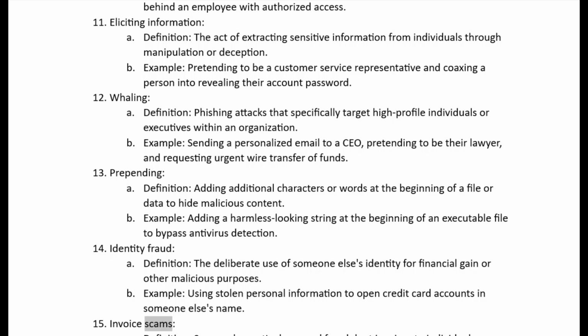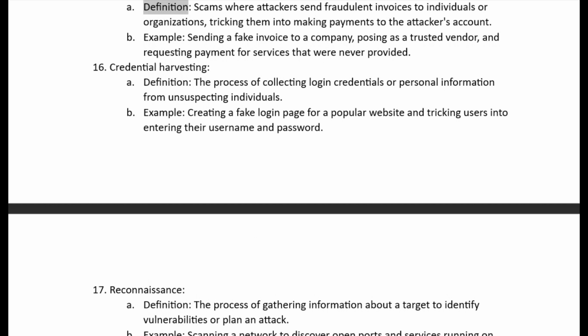Invoice scams. Definition: scams where attackers send fraudulent invoices to individuals or organizations, tricking them into making payments to the attacker's account. Example: sending a fake invoice to a company, posing as a trusted vendor, and requesting payment for services that were never provided.